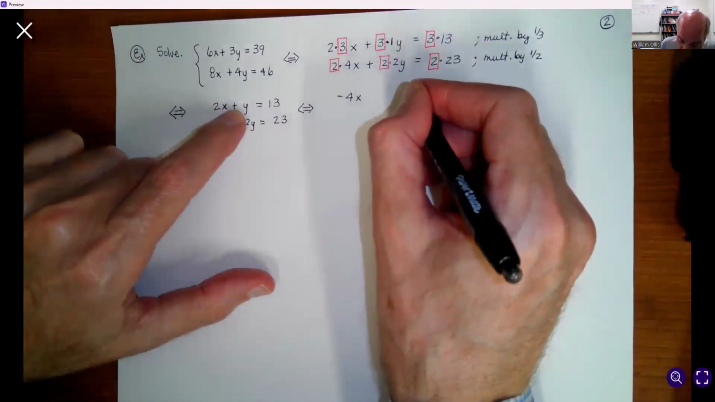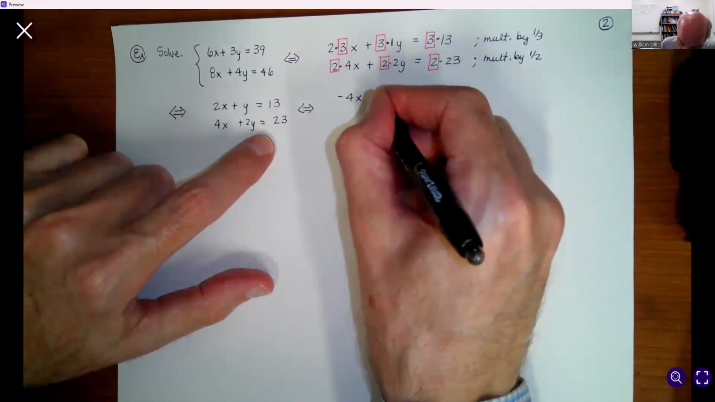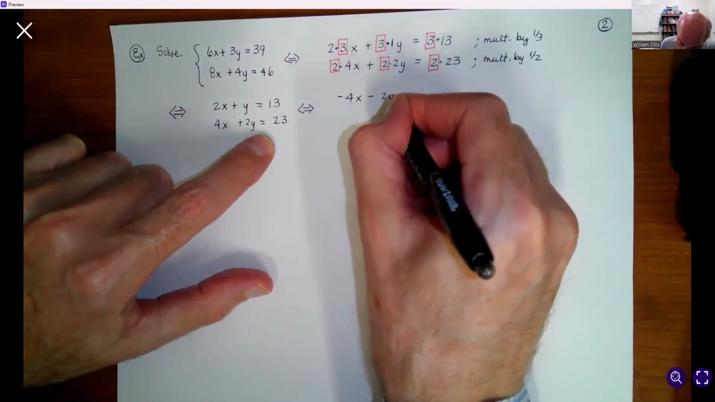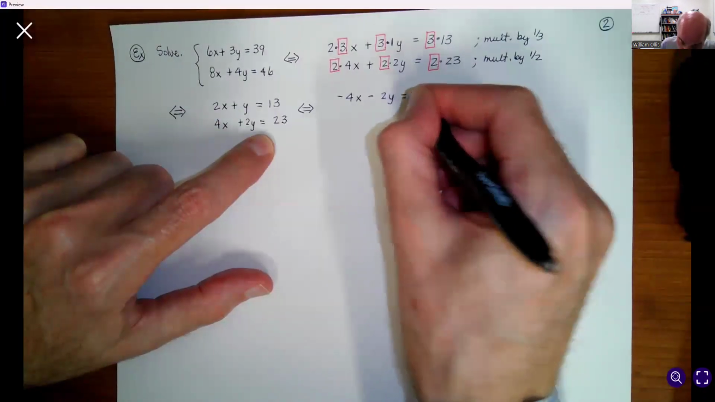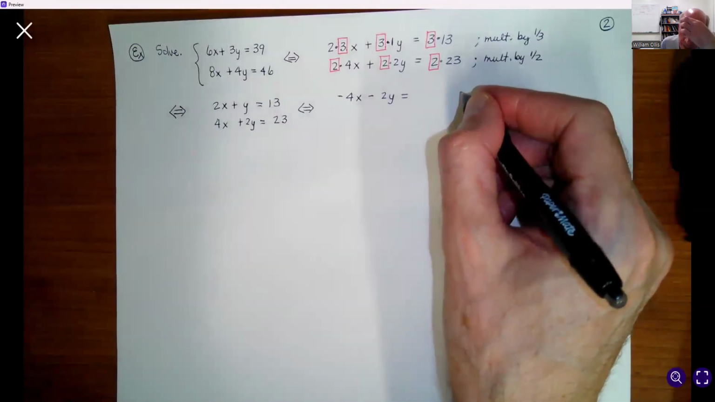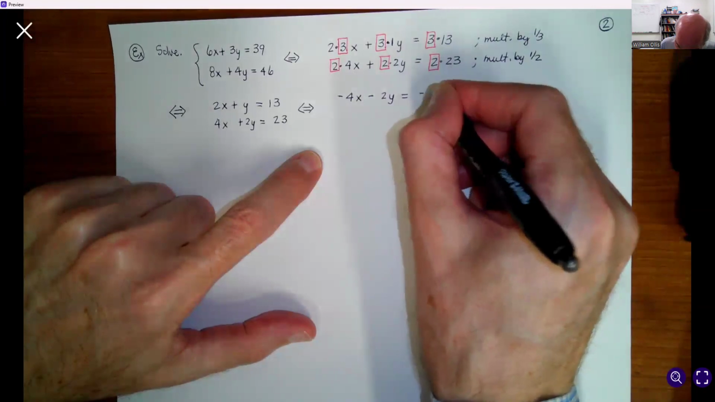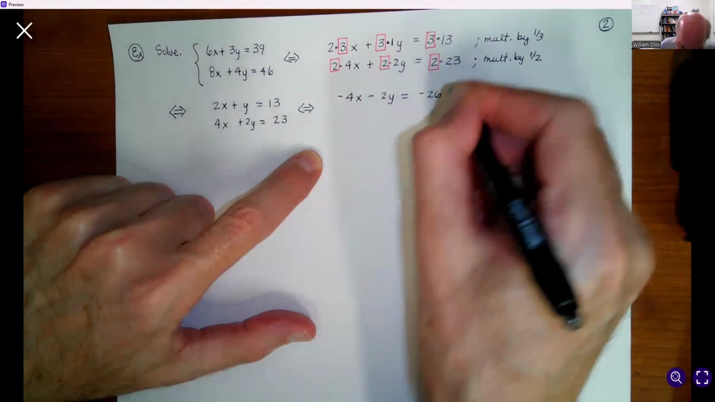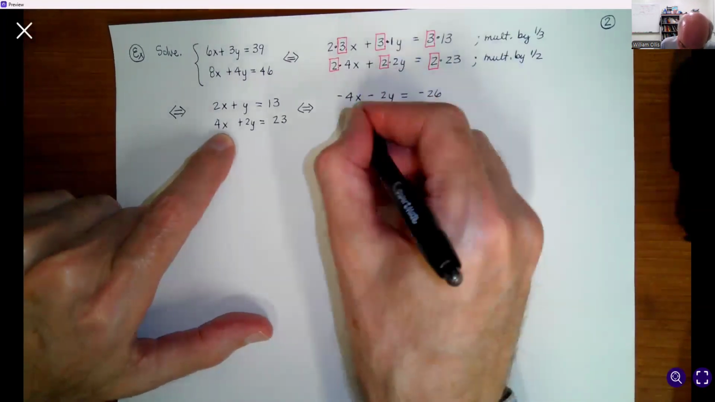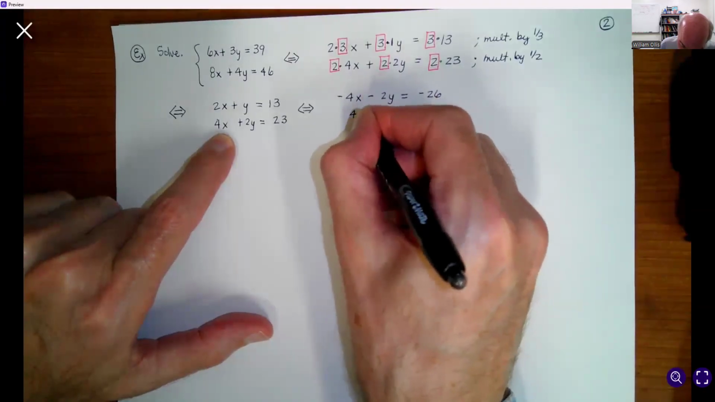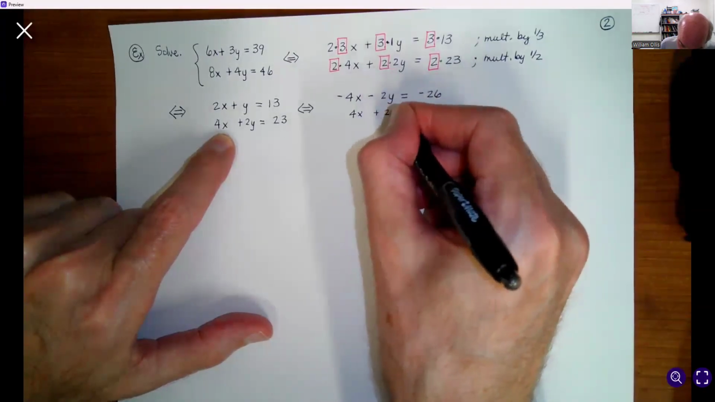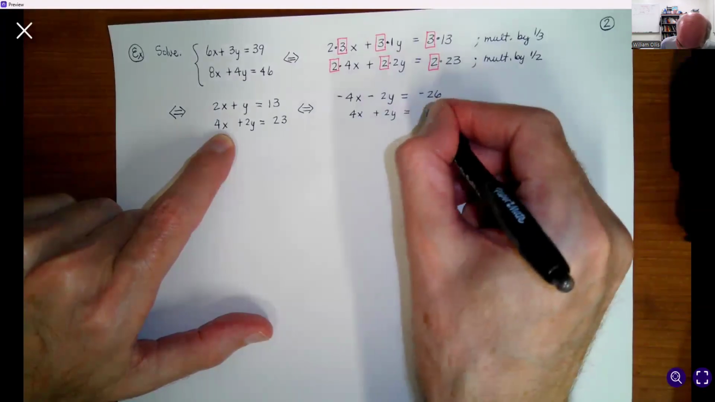And then, of course, the -2 times the y, we'll just go ahead and write -2y. That's an equivalent expression. And then, of course, the -2 times the 13 gives us a -26. And then here, of course, we have nothing to do. 4x plus 2y equals 23.